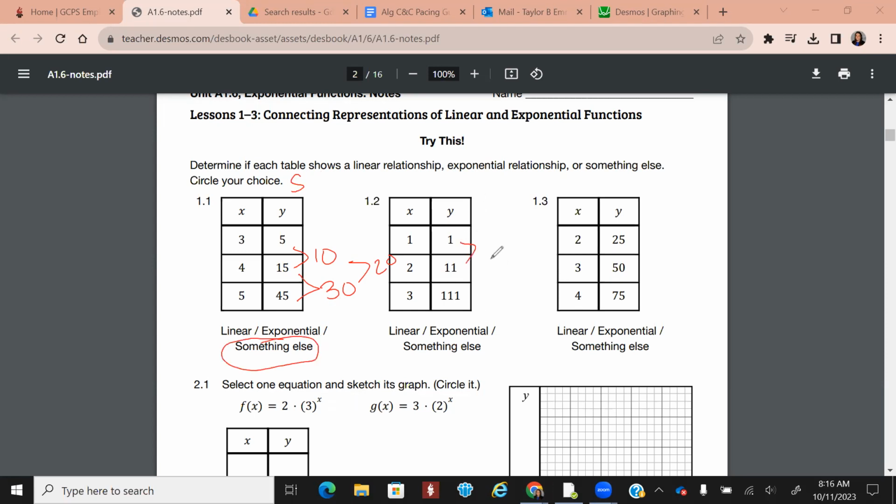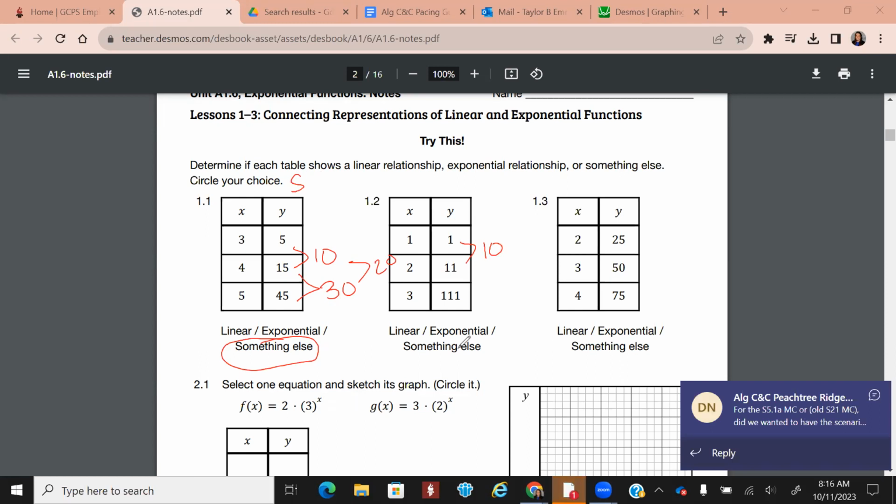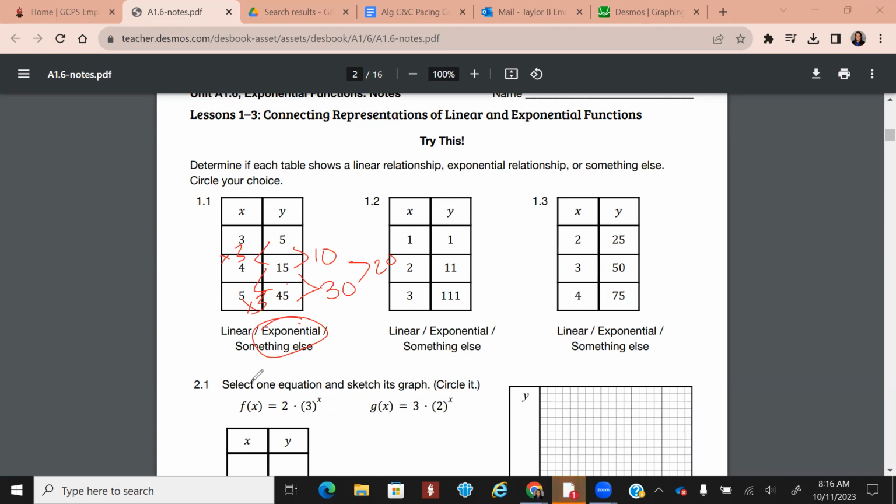On this next one, we have 10. Oh, I'm sorry. Go back. On here, can we multiply by something to get the next number? Yeah, what is it? 3. I can multiply by 3 each time. If I multiply by 3, that's considered exponential. If there's a ratio that's being multiplied by, that's exponential.